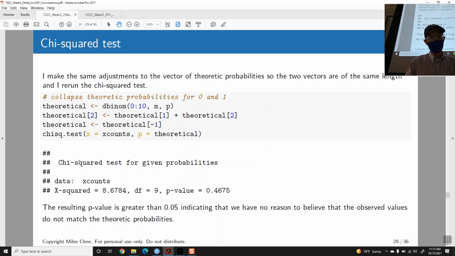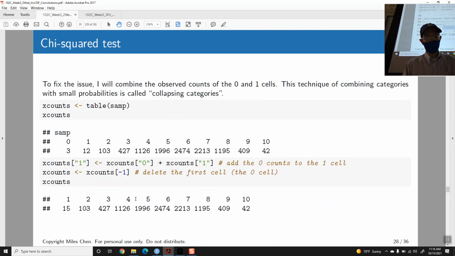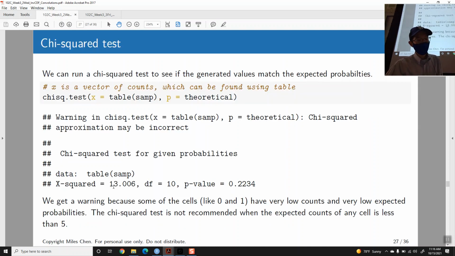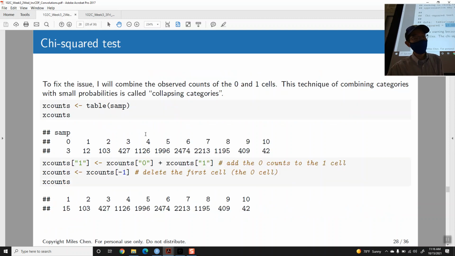I no longer get the warning, and my chi-squared value is 8.6784. Notice how big of a difference this makes, because the calculation of the chi-squared statistic is the observed minus the expected, divided by the expected. So when your expected count is tiny, any deviation from expected is seen as a huge deviation, and your chi-squared value can end up getting quite inflated. Here it's 13, and it says, you know what? This chi-squared approximation might be wrong.